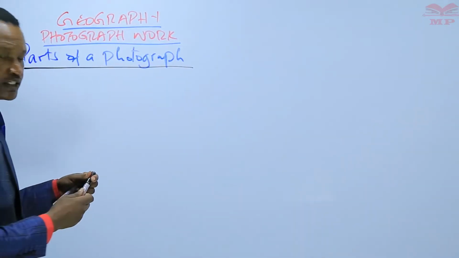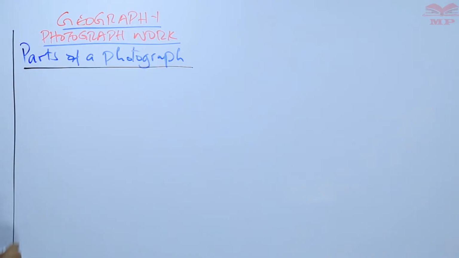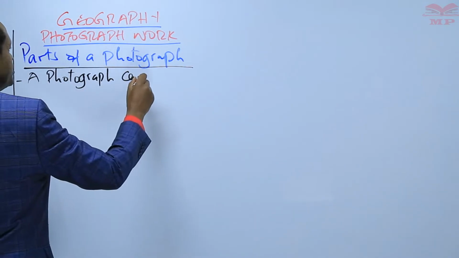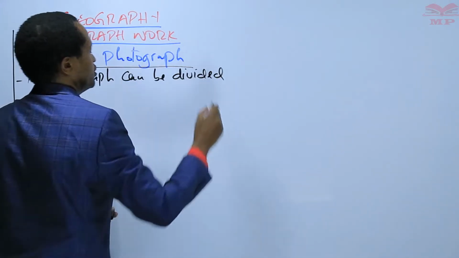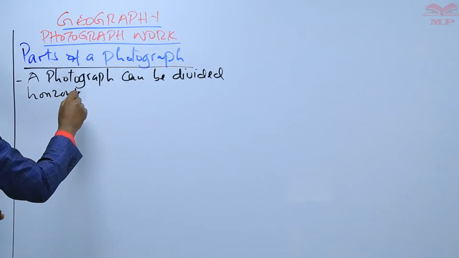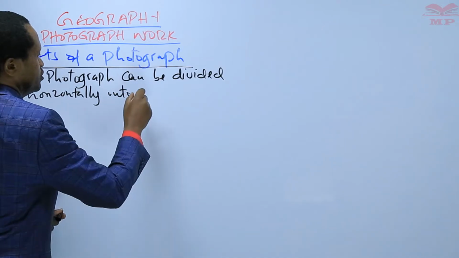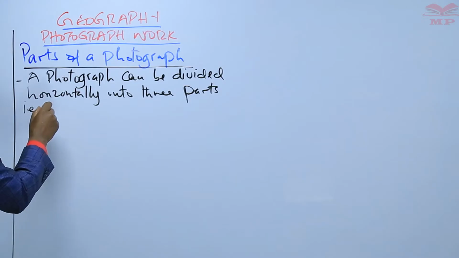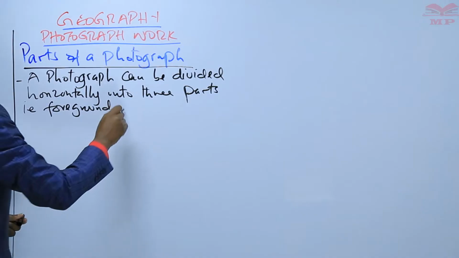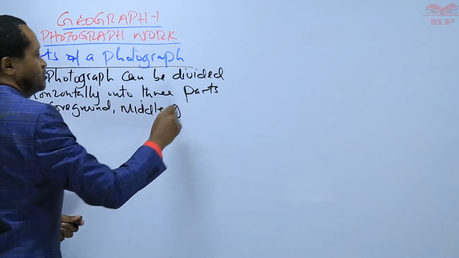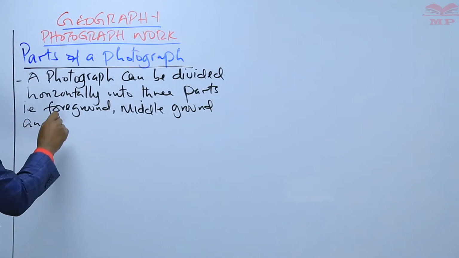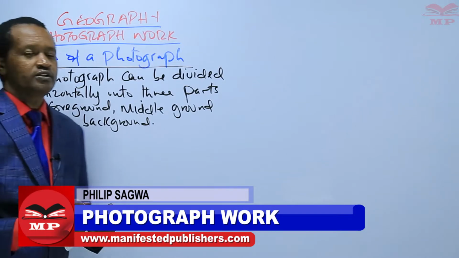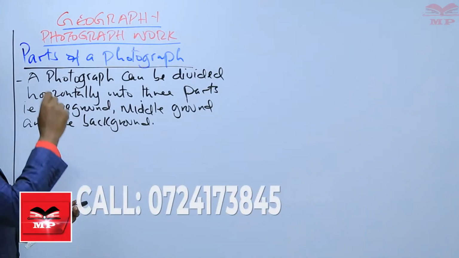Let's put down that point, that a photograph can be divided horizontally into 3 parts. That is the foreground, middle ground, and the background.